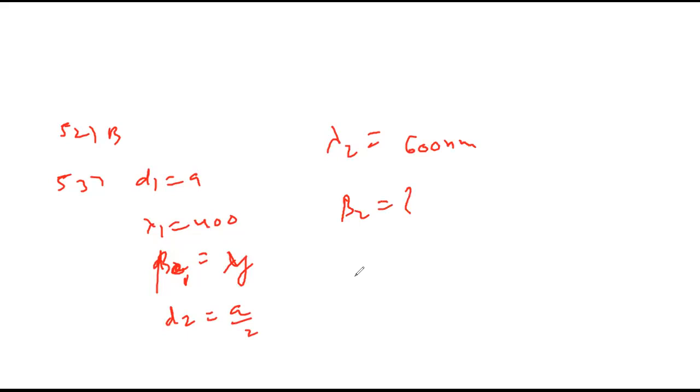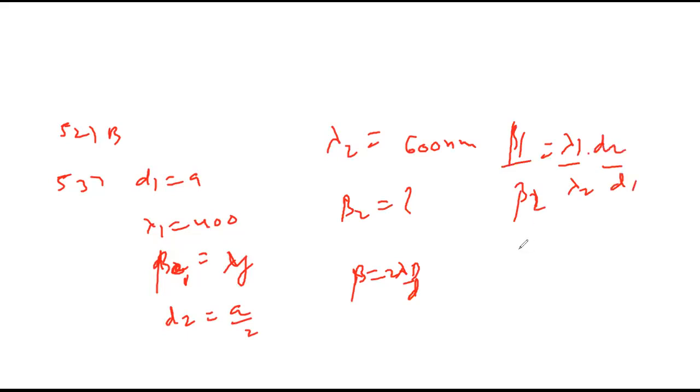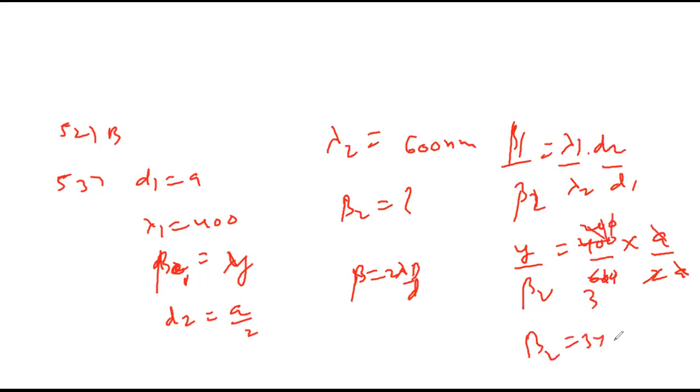So width is nothing but twice lambda D by d. First upon second is lambda 1 upon lambda 2 into d2 by d1. First is y, second y1. Lambda 1 is 400, lambda 2 is 600, d2 is a by 2, d1 is a. 2 into 200, the 2 zeros will cancel, 2 into 3. So width is 3y. That is option C.